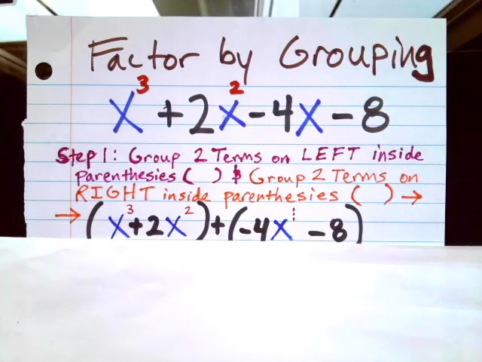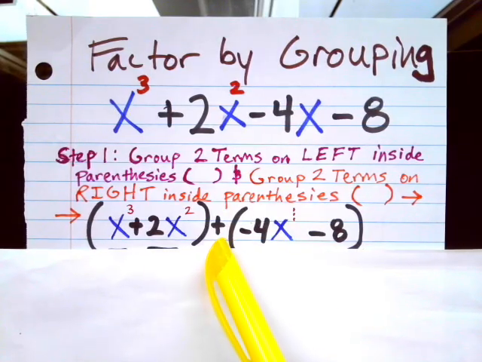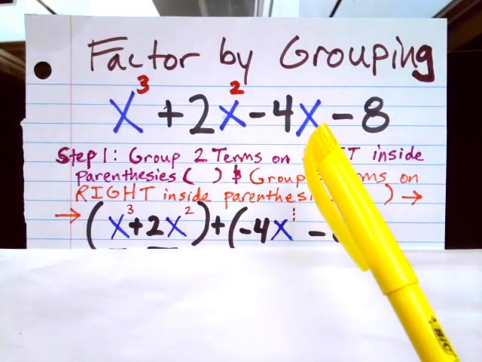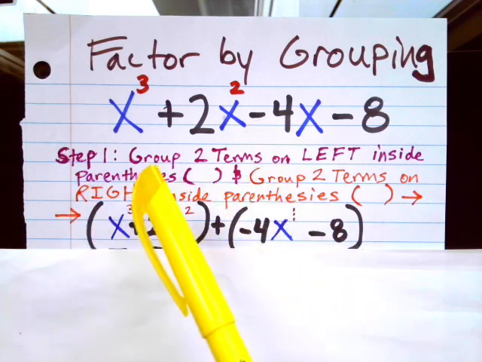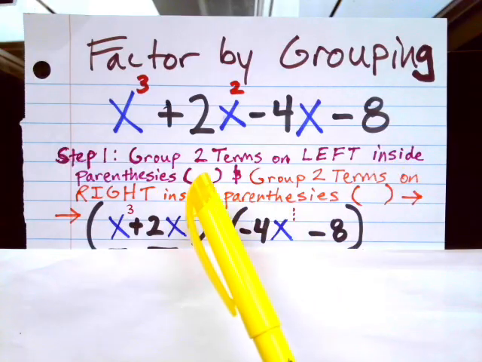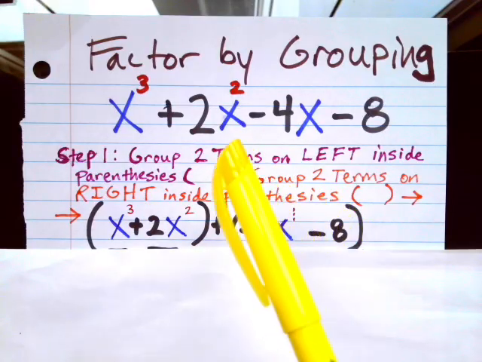So for step 1, first off, I just want to emphasize, you can put a plus sign between any 2 terms. It's not going to change a thing. It's only going to clarify. Okay. So here, step 1, group 2 terms on the left side inside parentheses, and then group the 2 terms on the right side inside parentheses. And that's what I've done.